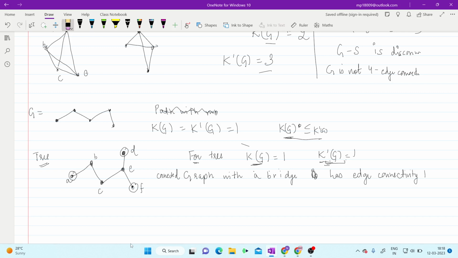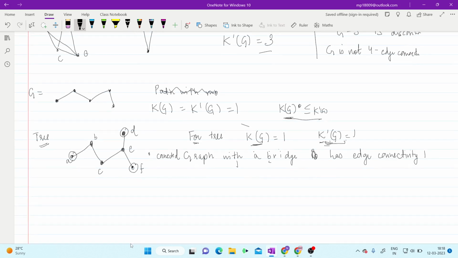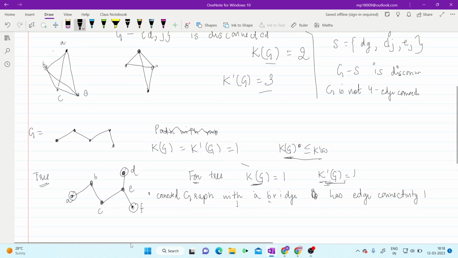And this is true by definition only. Your next question: a connected graph with a bridge has edge connectivity 1, because if it has a bridge, that means removal of that bridge makes the graph disconnected. So that graph cannot be two edge connected, and therefore it has edge connectivity 1. So is this fine? Okay.